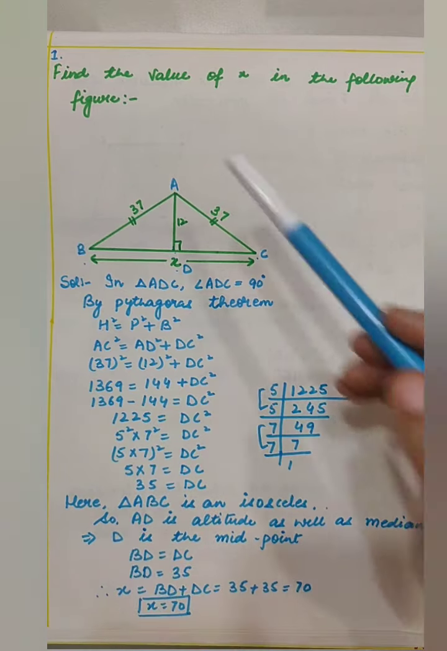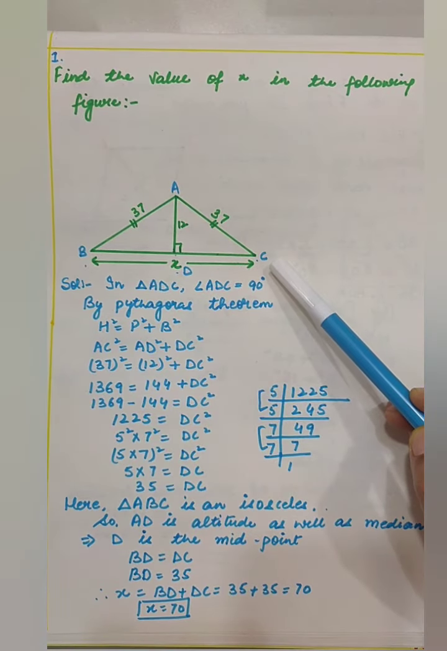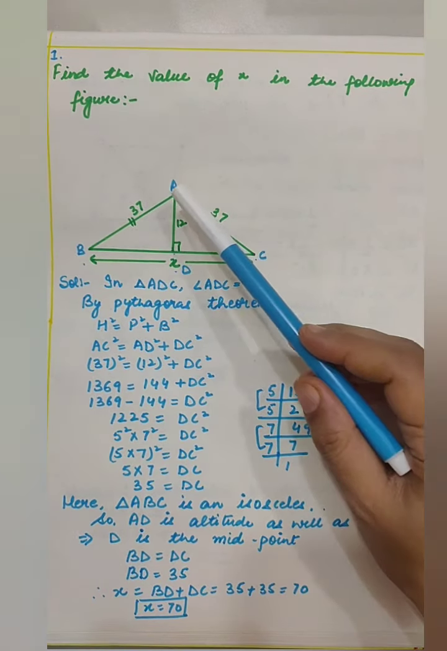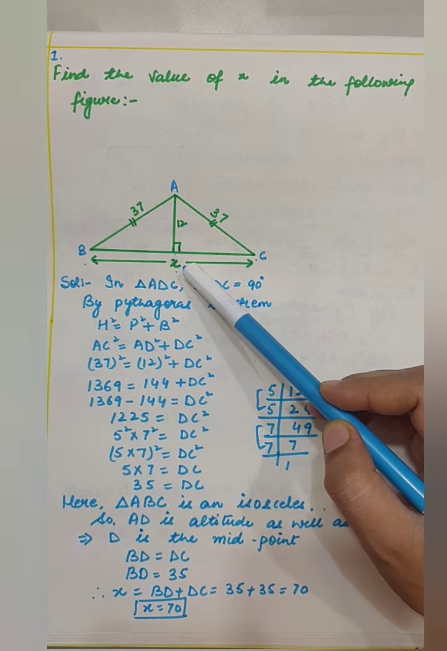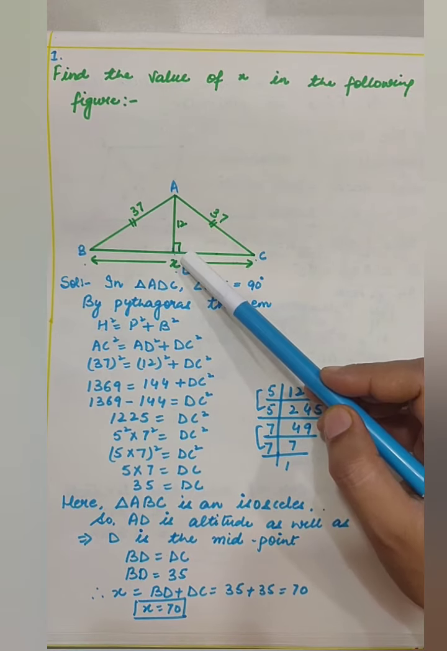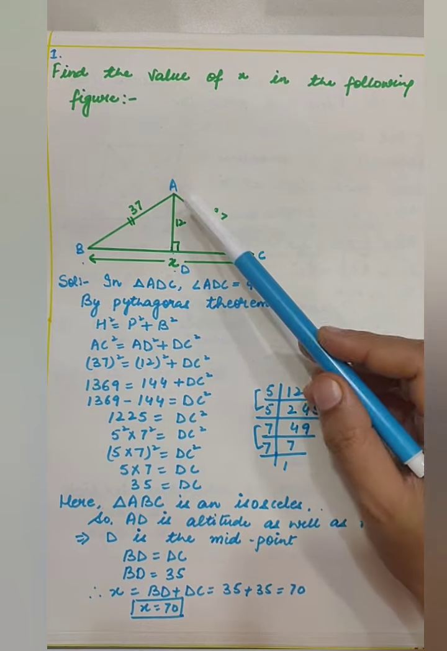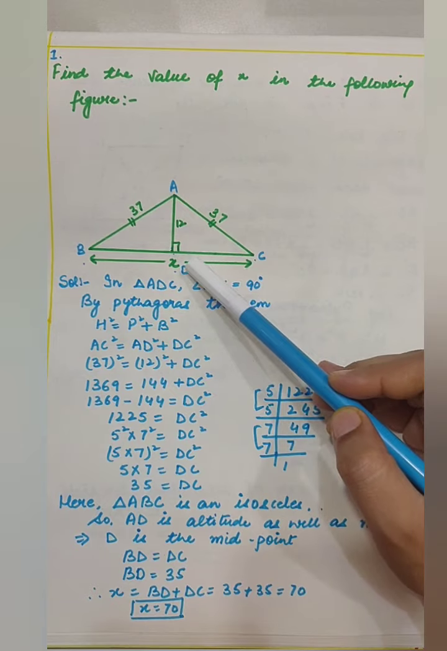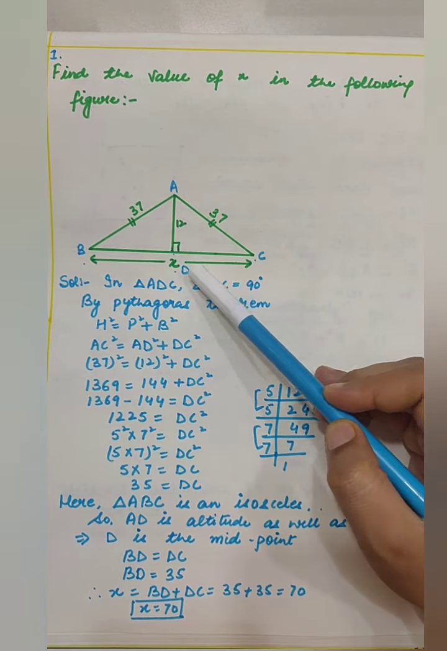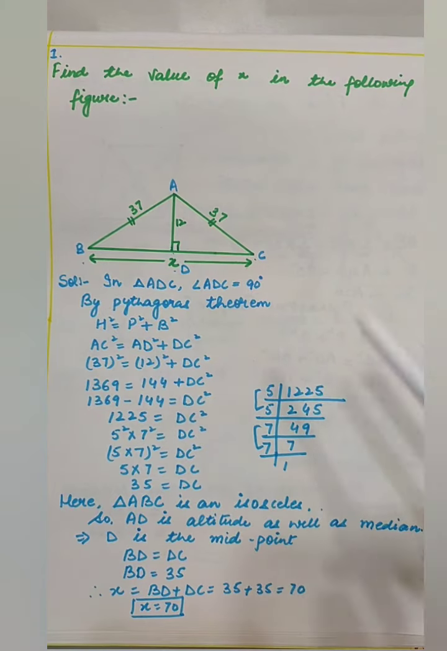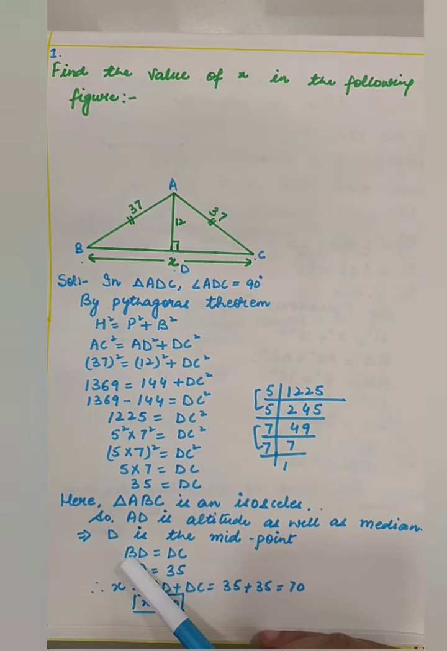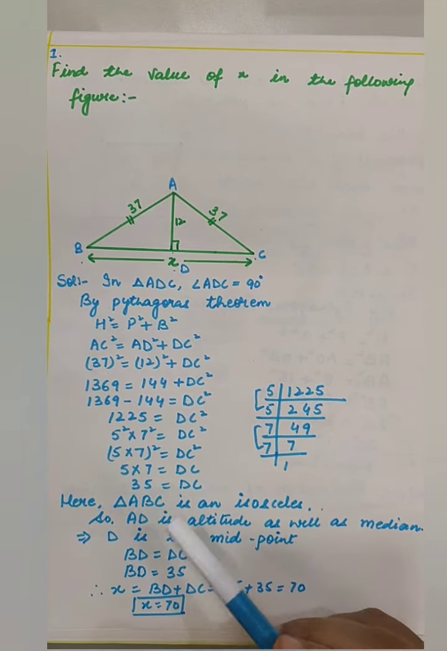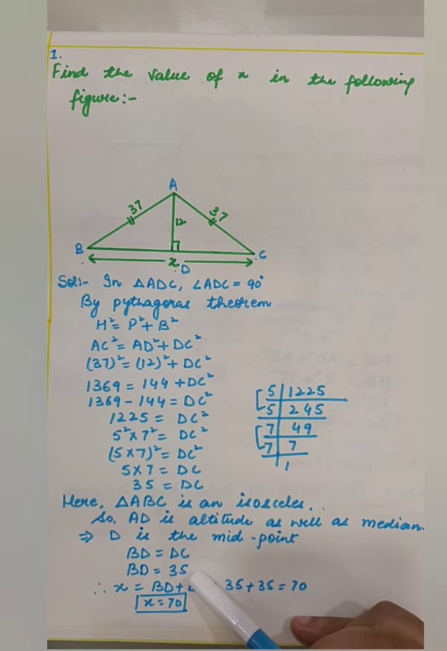Now see here, this is an isosceles triangle and we have done one property or activity also, that in an isosceles triangle the median and altitude coincide. That means altitude and median are the same in an isosceles triangle. So here we know that AD is the altitude, so it means AD is the median also. If AD is the median, that means D is the midpoint of side BC. That means BD is equal to DC. The length of DC is 35 units, so the length of BD is also 35 units.